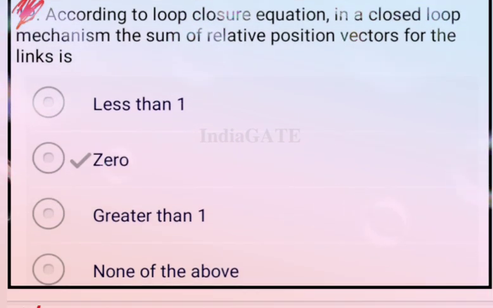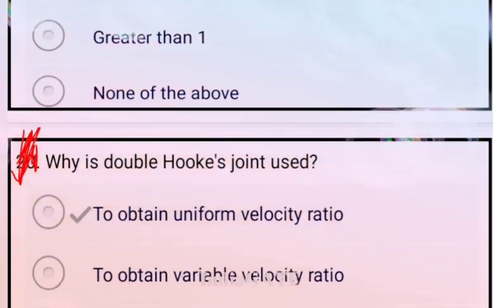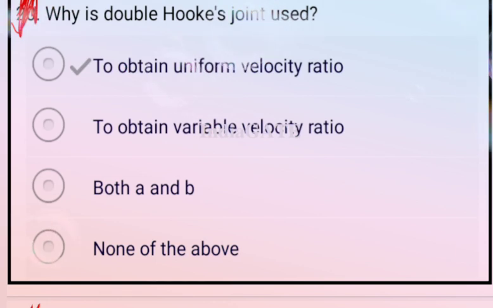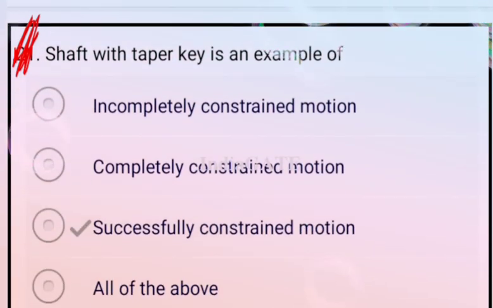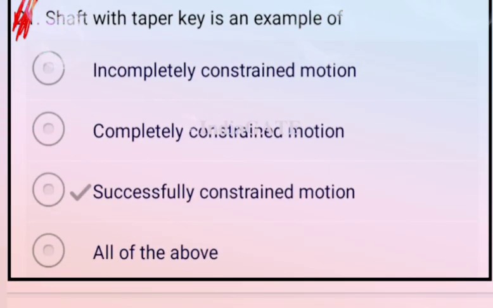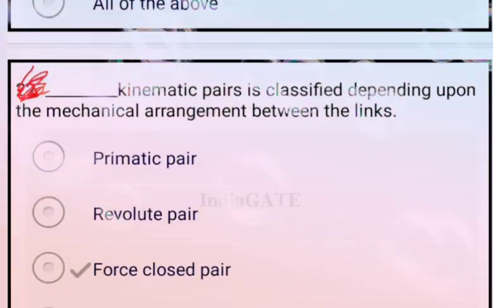Come to the next question. According to the loop closure equation, in a closed loop mechanism the sum of the relative position and velocity of the links is 0. So option B is your correct answer. Now come to the next question. Why is a double Hooke's joint used? It is used to obtain a uniform velocity ratio. So option A is your correct answer. Okay. Now a shaft with taper key is an example of successful constraint motion. So option C is your correct answer. Now come to the next question.